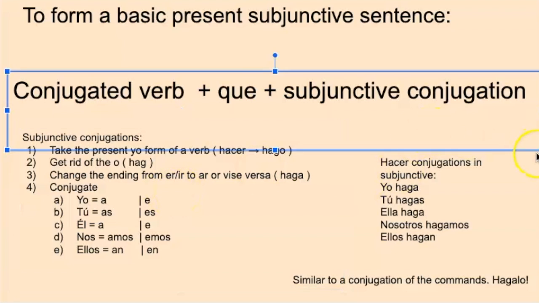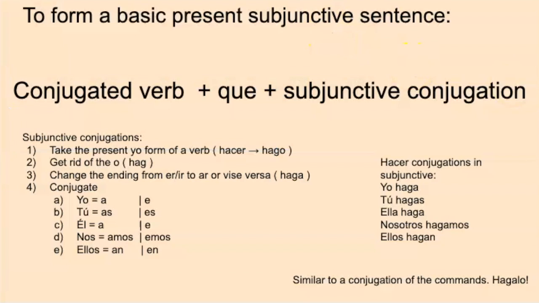So for example, hacer's conjugation in the subjunctive. Once you take the yo form, hago, then get rid of the o so it's hag, and then you add the ending. So for tú it's as, so hagas. Él, ella, and usted is exactly the same as yo, so ella haga. Then amos for nosotros, hagamos, ellos an, ellos hagan.